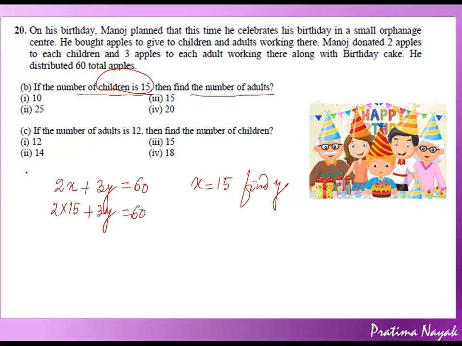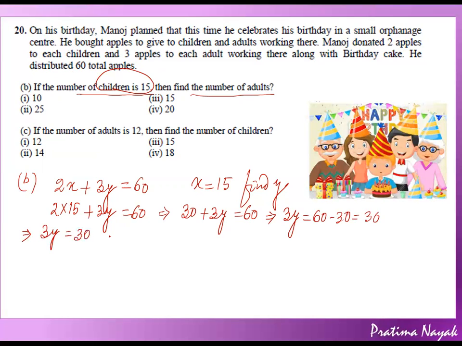I'm solving part B. 30 plus 3y is equal to 60, or 3y is equal to 60 minus 30, that will be 30. So when 3y is equal to 30, how much is y? y is equal to 30 divided by 3, that will be 10. So the number of adults will be 10. For part B, the answer is first, that will be 10.